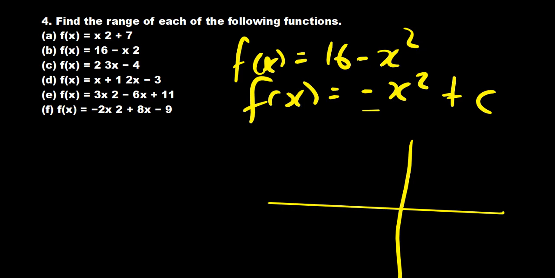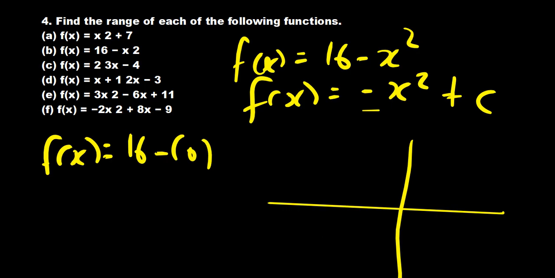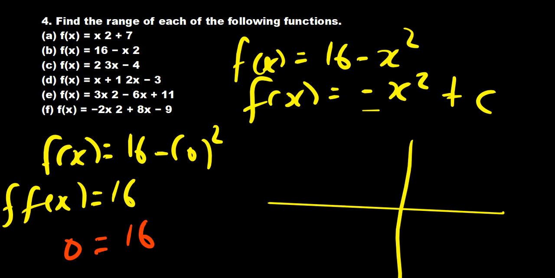If we're just finding the f of x, the y value, when we replace x by 0, our f of x will just be 16, like that. But now how do we find our x values? We say 0 equals 16 minus x squared, because we're trying to find our x.